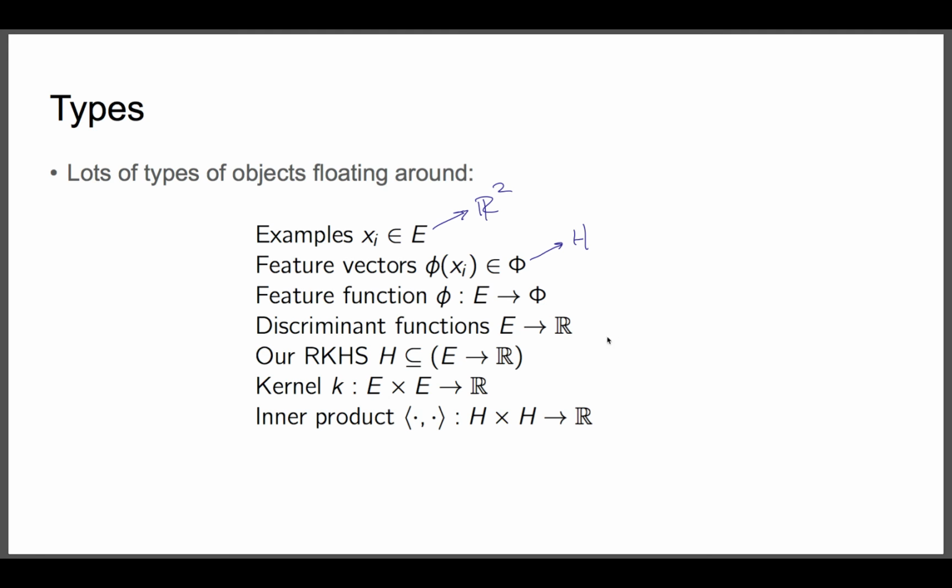Then we have discriminant functions. They take an example and give it a real number, and the real number is positive for one class and negative for the other. So they're functions from E to R. And so an example would be w dot phi of x minus b, right? That could be an example of a discriminant function. Let's see. I should have said here, instead of RKHS, I should have just said vector space.